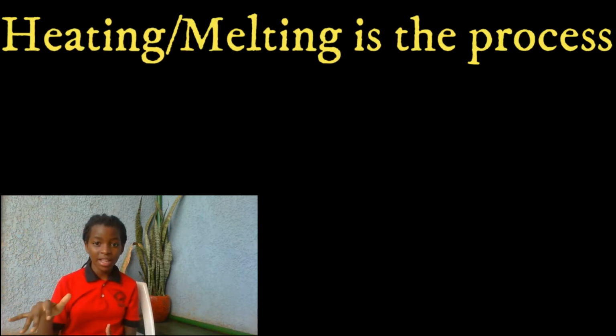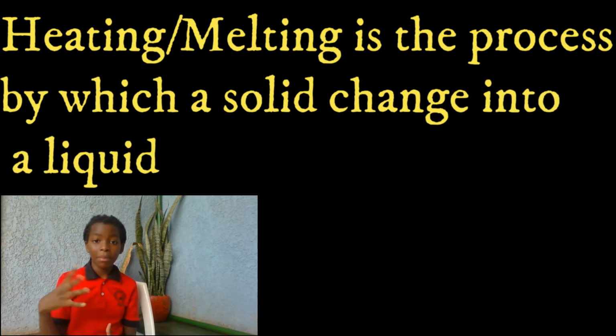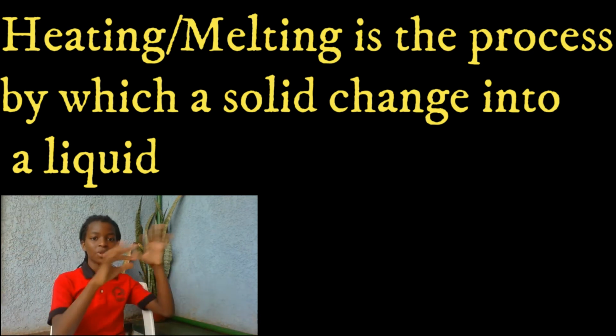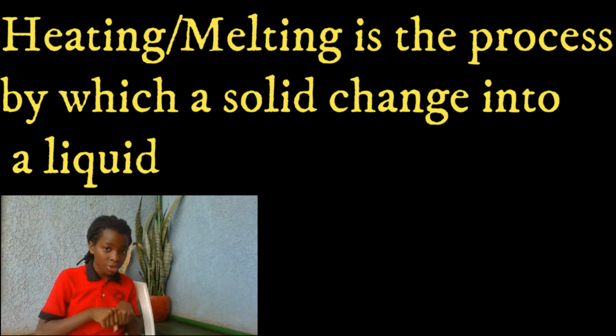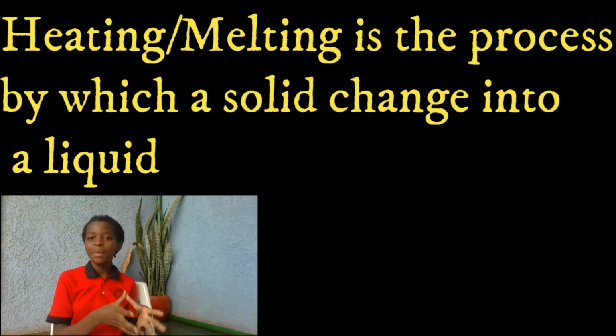Melting is a process by which a solid changes into a liquid. A chocolate is a solid because when you break it, it can come back to its original form. When you heat it, or when you melt it, it becomes a liquid. So that's what you call heating. And the process by which a solid becomes a liquid when you heat it, we call melting.